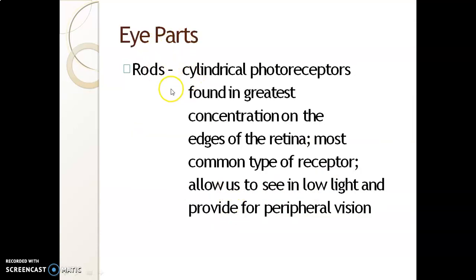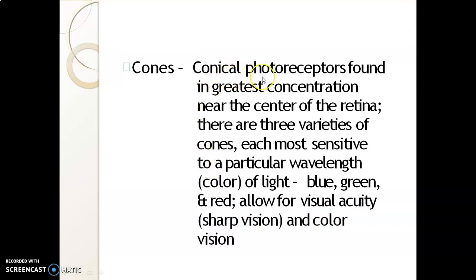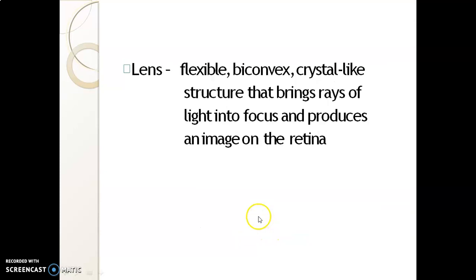These are the receptors, rods and cones. Rods are cylindrical photoreceptors found in greatest concentration on the edge of the retina. They are the most common type of receptor, allow us to see in low light, and provide peripheral vision. Cones are conical photoreceptors found in greatest concentration near the center of the retina. There are three varieties of cones, each most sensitive to a particular wavelength of light: blue, green and red. They allow for visual acuity, sharp vision, and color vision.